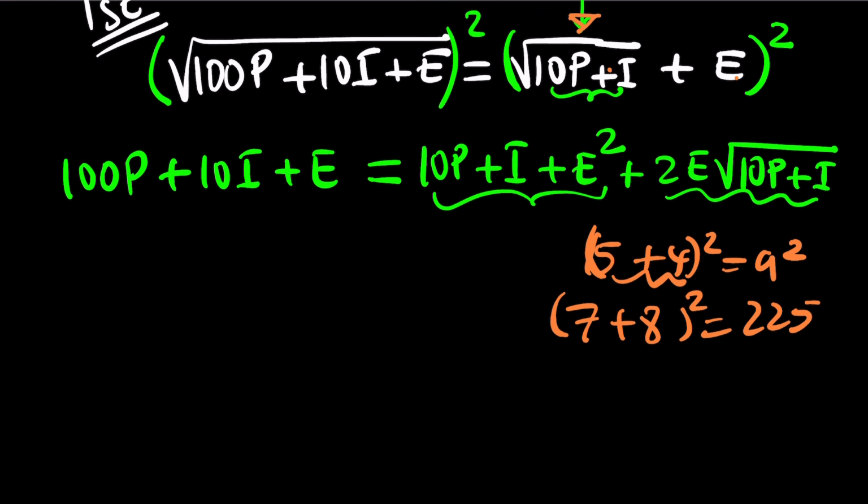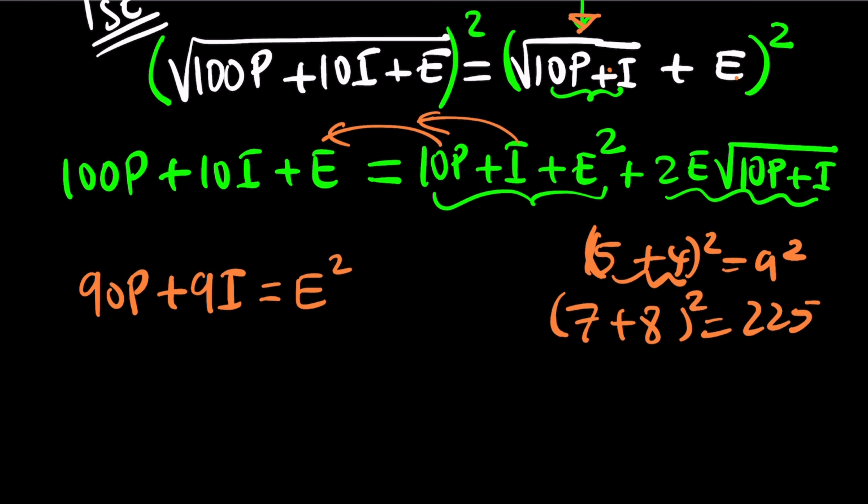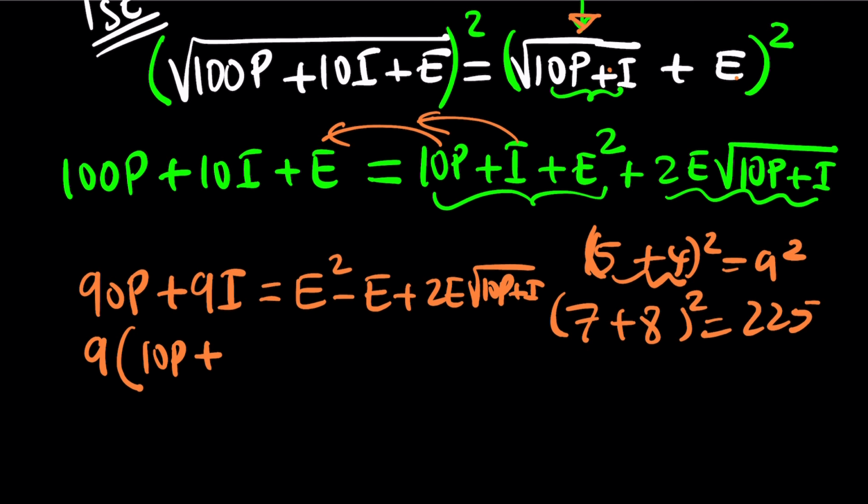But when you look at it, you could also bring these over to the left. That's going to give you 90p plus 9i, which is kind of like a multiple of 9, which might be helpful. And bring the e over to the other side. And guess what? You can factor out an e here. I don't know if it's going to be helpful, but that's one way to look at it. So factor out a 9, 10p plus i. And notice that this is actually the 2-digit number times 9, right? So we're looking at a 2-digit number times i.